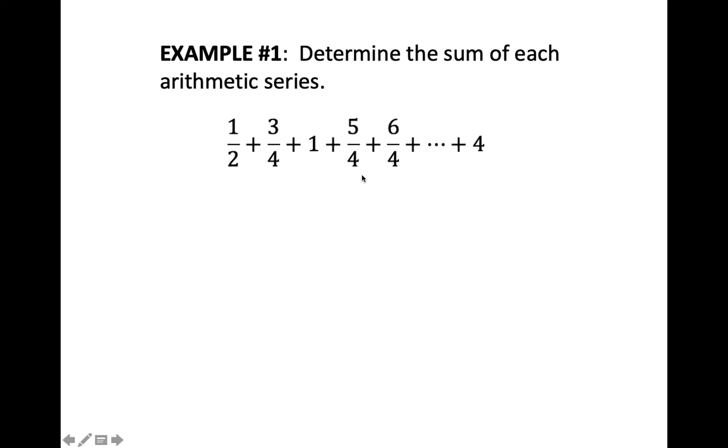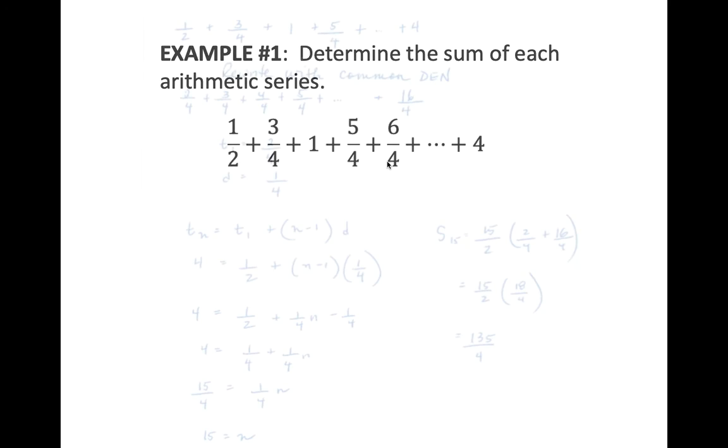Let's try another one. And you'll notice with this one that our first term is 1/2. It's a little hard to see, but if you write everybody with a denominator of 4, the first term is 2/4, and then I could see everything's changing by simply 1/4: 2/4, 3/4, 4/4, 5/4, 6/4. Actually, that's a good mistake to make because you might do it too.